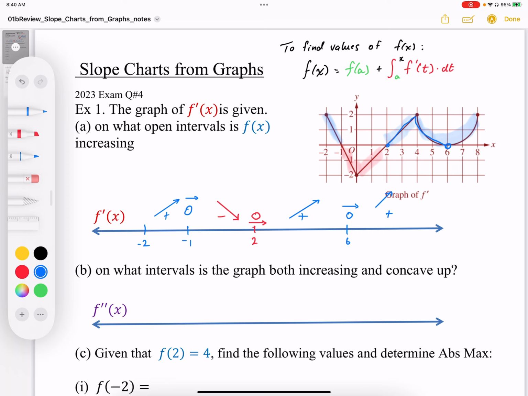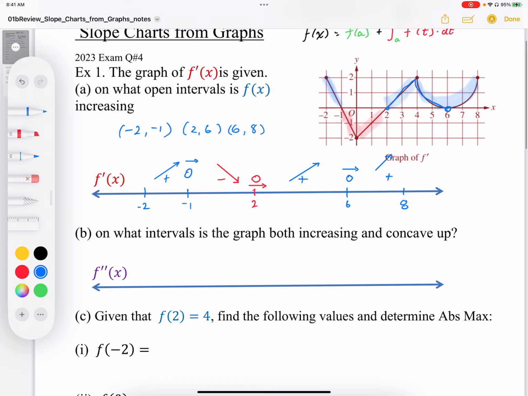Okay, so the intervals that it is increasing, we know that it's increasing from -2 to -1. We know it's increasing from 2 to 6 and from 6 to 8. Those are the intervals that it's increasing. And just a reminder, we have to split it up at 6 because it's not increasing at that point. It's just going to be a horizontal tangent at that point.